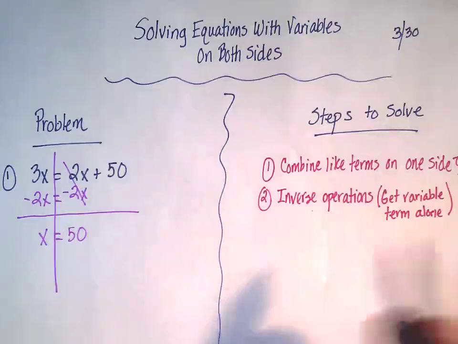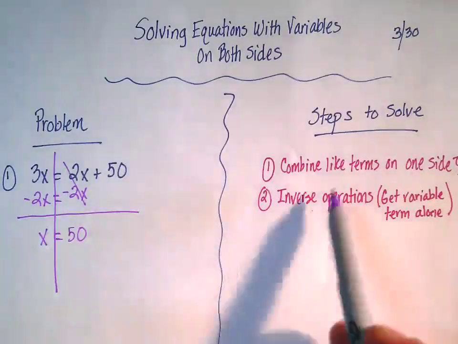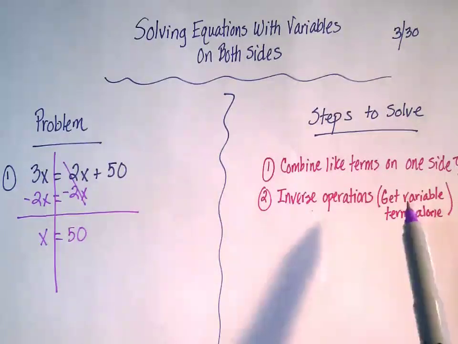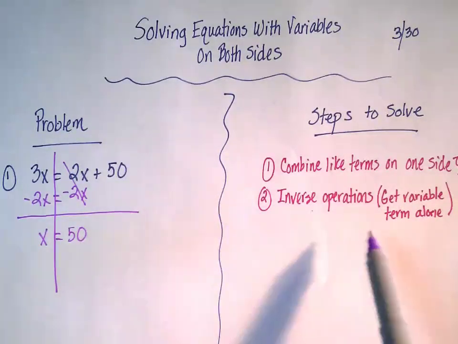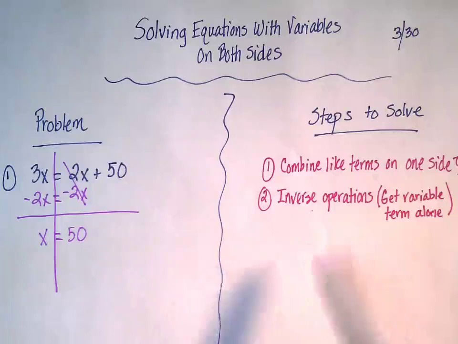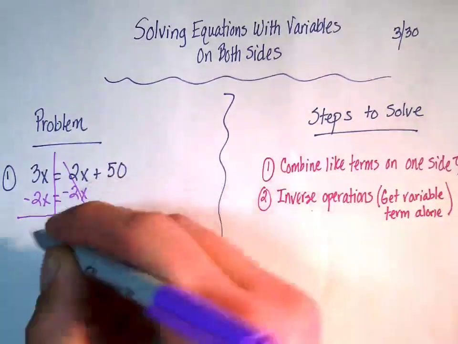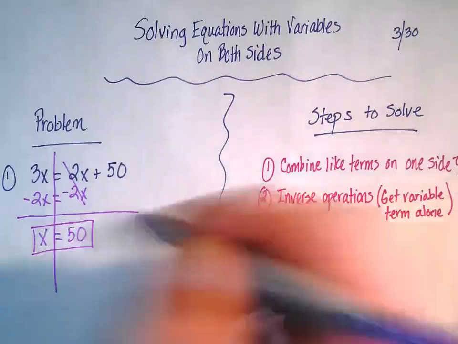So you had 2 steps to follow with this, right? Did I need to combine any like terms on one side? No, I didn't. But I needed to use inverse operations to get my variable alone or isolated. So your final answer is x equals 50. Now, let's take this a little bit further.